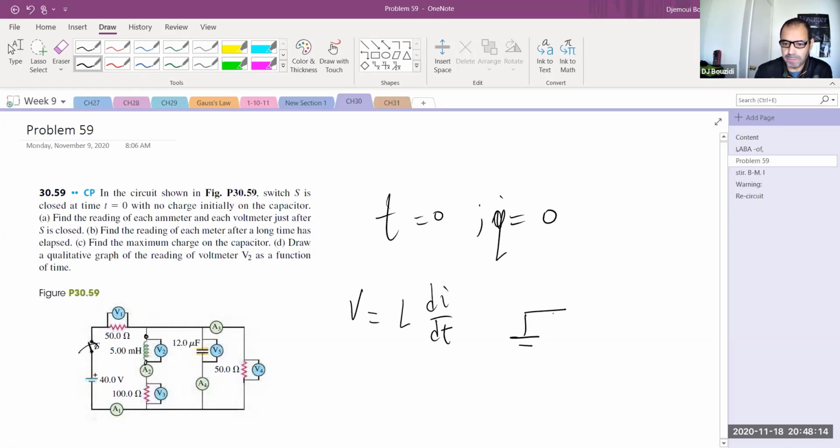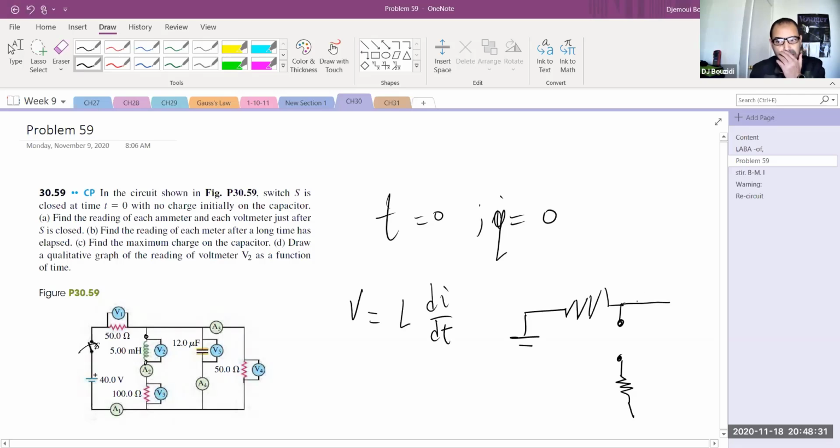So the switch now is closed. You have the 50 ohm resistor, and in here it's an open circuit. Then you have the other resistor of 100 ohms. Now, when you hit this point, the capacitor has no charge, so it's going to allow as much current to flow through it to charge it. So this looks like it's actually a wire here, okay?